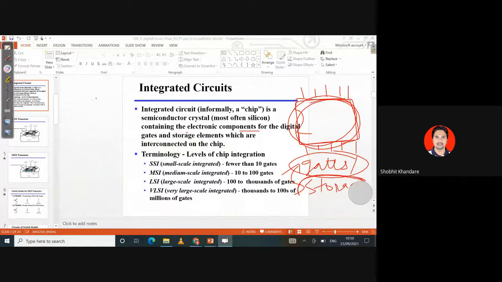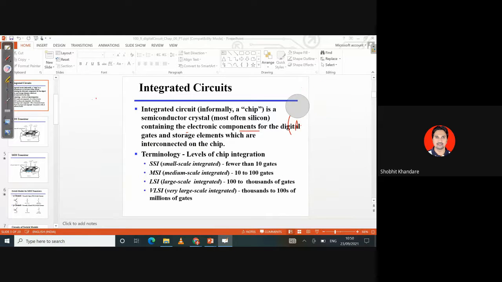Now, one more thing I need to tell you: these ICs are categorized and have different names depending upon the levels of chip integration. Depending on the level at which you integrate the IC, you have four types. The level of chip integration gives you the name of the chip as SSI, which is a small scale integrated IC; MSI, a medium scale integrated IC; LSI, a large scale integrated IC; or VLSI, a very large scale integrated IC. What are the differences in all these four? The difference lies in the number of gates.